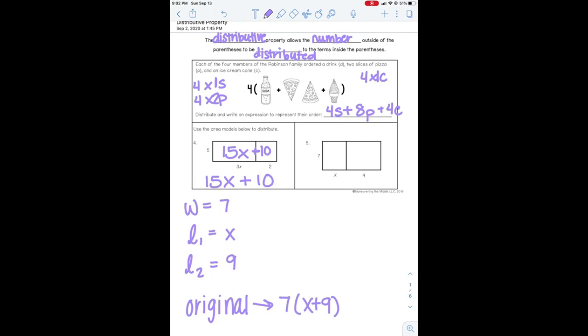So we are going to go ahead and start. We're going to find the area of that first rectangle there by doing 7 times x, which is 7x. And then we are going to find the area of that second rectangle, which is 7 times 9, which is going to give us 63. So our new expression is going to be 7x plus 63.